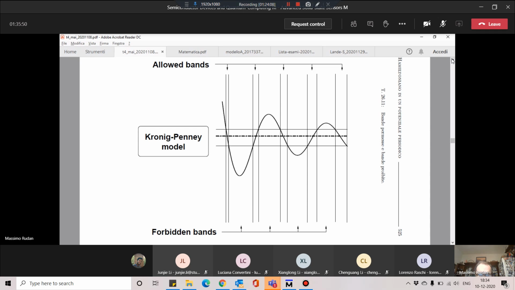The model has a name. It is called the Koenig and Penny model, as you can see in the figure. Okay, so this is the Koenig and Penny model.